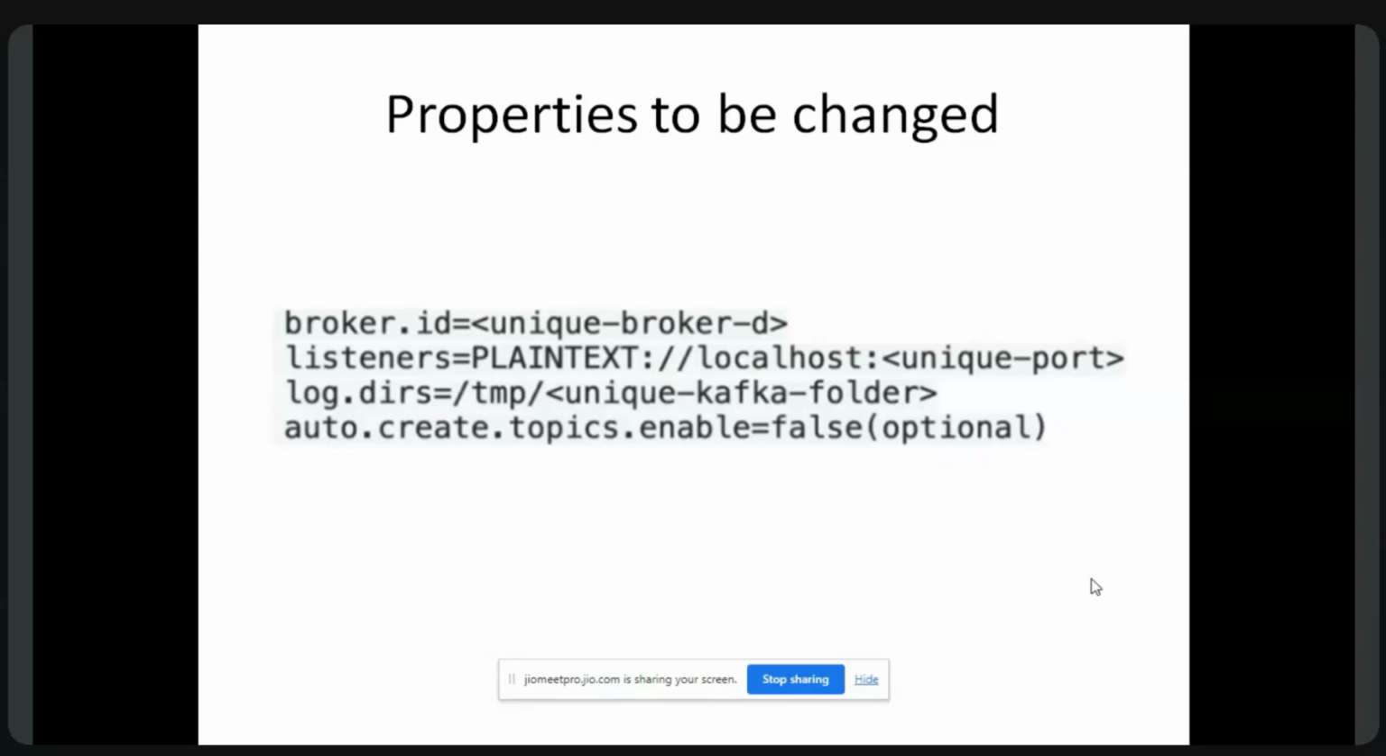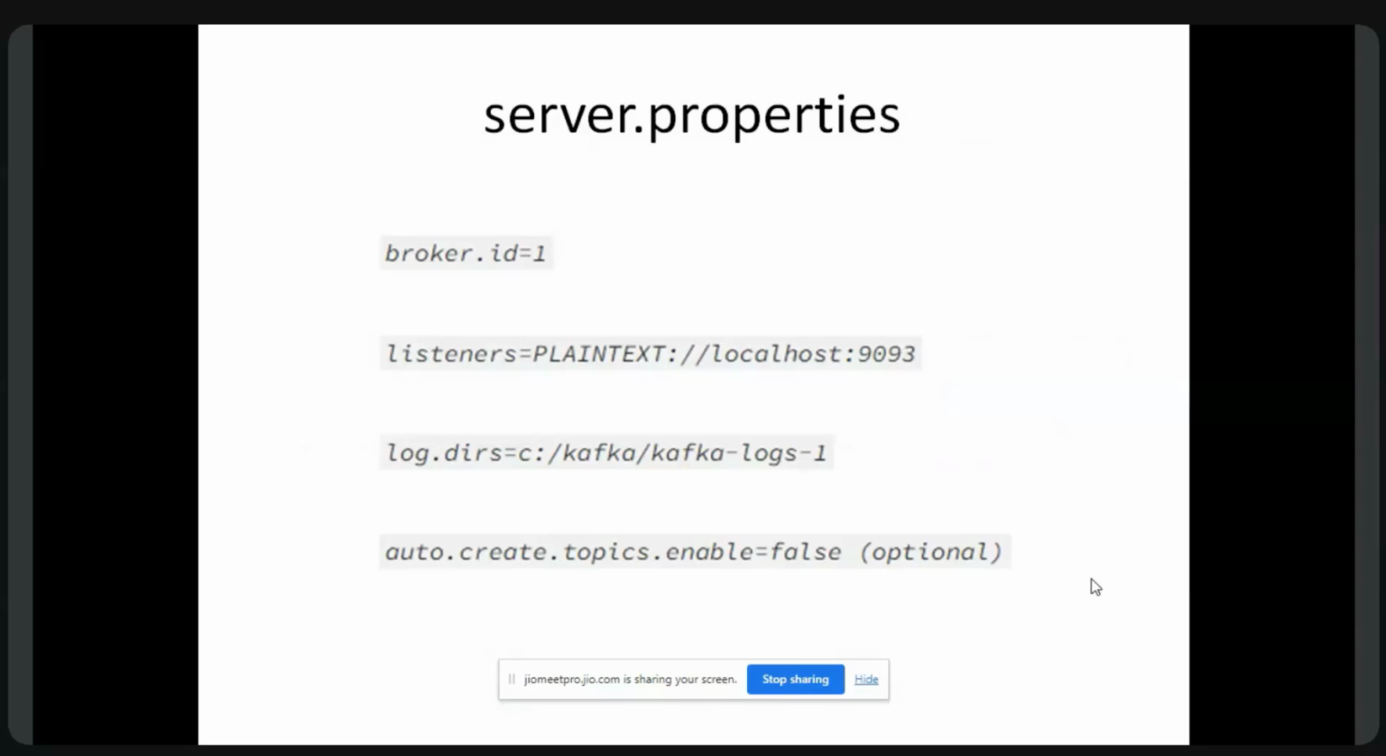Topic name will be default. Yeah. So now these are the properties. What you will do is simply go to the config folder and there will be one server.properties, right? For that server.properties, broker ID already exists. If you want to keep it 0, then that is also fine.